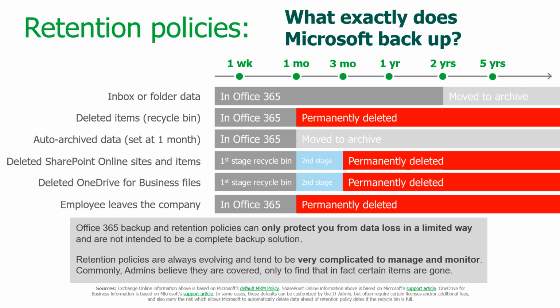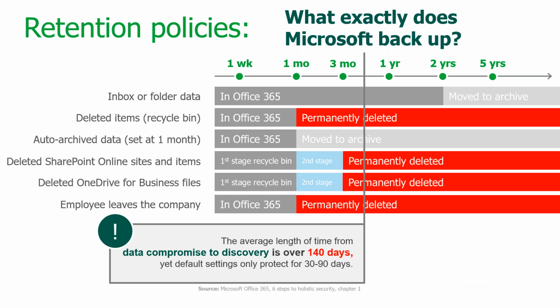So this is what Microsoft offers you. If you don't touch anything on your plans, you just sign up today for Office 365, and you don't pay any extra or configure any of the retention policies, this is what Microsoft Office 365 will offer you. You can see the inbox, the deleted items, the auto archive, and more or less, the average length of time from data compromise to discovery is over 140 days. Yet the default settings only protect for 30 to 90 days. Again, this is just the default that Microsoft offers you.